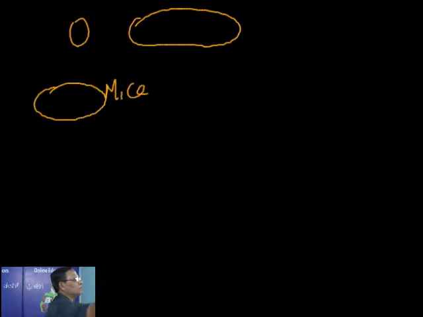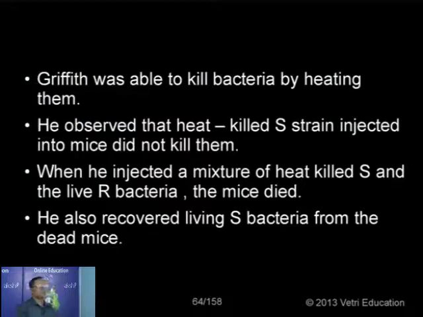So these were the two stages. One, S strain injected, the mouse dies. Two, R strain injected, there was no death of the mouse. And in the third stage, he was able to kill the bacteria, particularly the S strain, by the heating method. When the S strain is heated, what will happen? The outer cell wall and other structures disintegrate, and only the genetic material is left alone. All other materials of the S strain disappear.